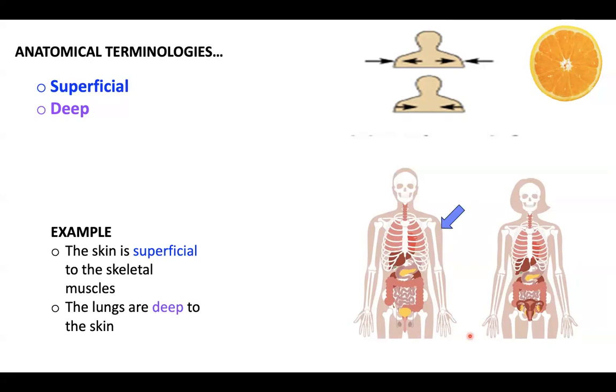And when you see the lungs, they are found away from the surface. So the lungs are deep to the skin, or we can also say the lungs are deep to the ribs. So our body has layers. So to describe these layers, we'll be using superficial and deep.